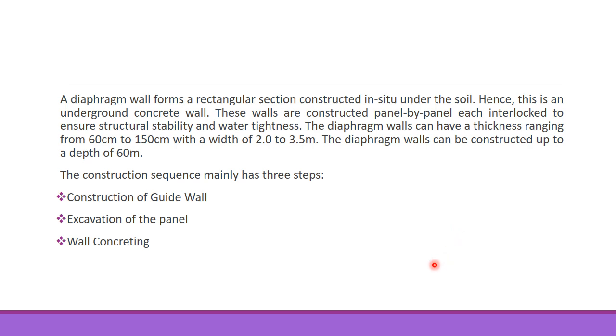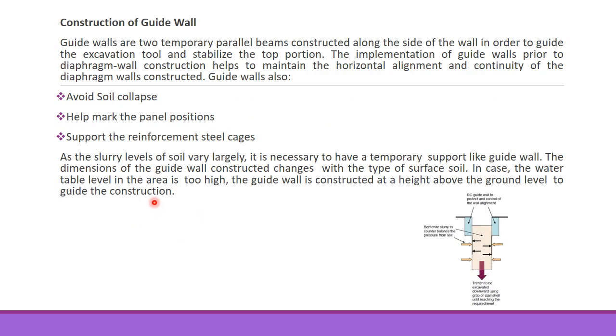For the construction sequence, we have three possible steps. First is construction of the guide wall. Next is excavation of the panel. Finally, wall concreting.